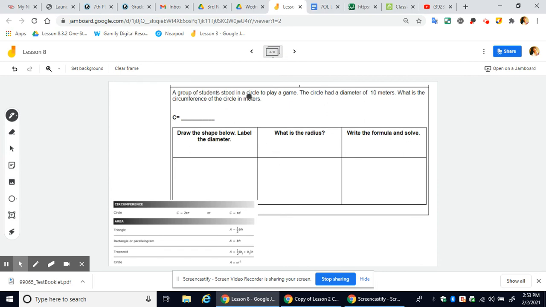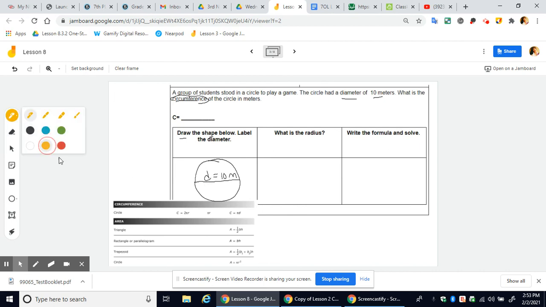Here I have a group of students that are standing in a circle to play a game. The circle has a diameter of 10 meters. What is the circumference of the circle in meters? It's really important if given a word problem that you take the opportunity to actually draw the shape. So you have students that are standing in a circle. They've given you the diameter, which is equal to 10 meters, right? So label what is given to you. You know you're having to figure out the distance around that circle.